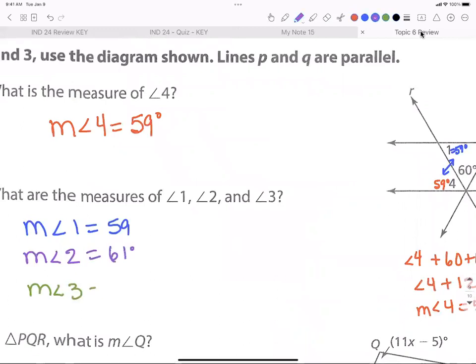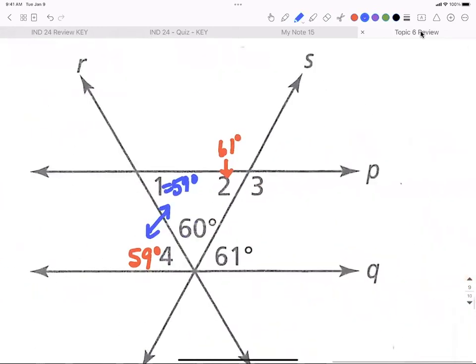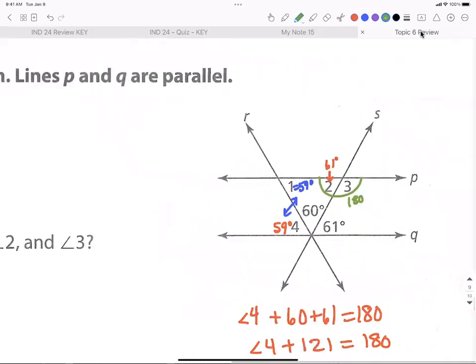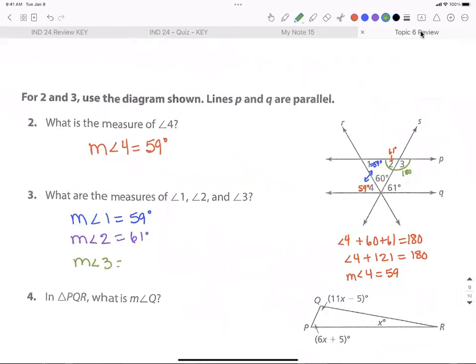And what did I forget? Nobody caught me. I forgot my little degree symbol. All right, now, if we know that angle 2 is 61 degrees, what do we know about angle 3? It's got to add up to what with 2? 180. So now you can find angle 3. Maddie R? 119. Good. Anybody confirm it?